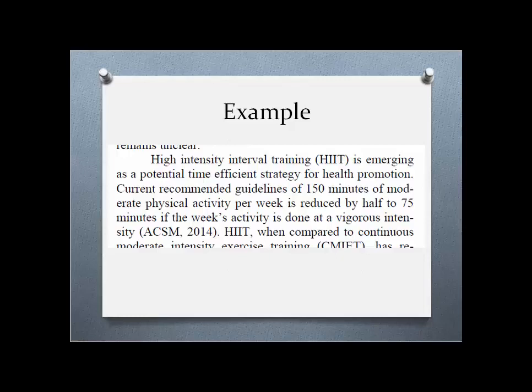Current recommended guidelines of 150 minutes of moderate physical activity per week is reduced by half to 75 minutes if the week's activity is done at a vigorous intensity. And then you have the citation, ACSM from 2014. Right? So then you're going through the different studies and explaining why high-intensity interval training is a time-efficient strategy for health promotion.